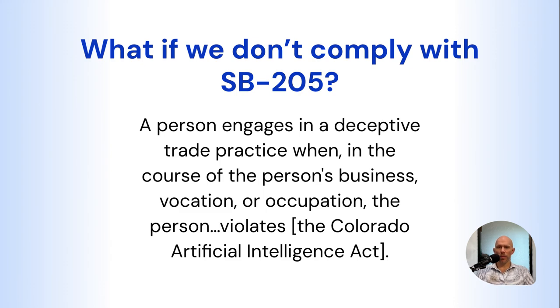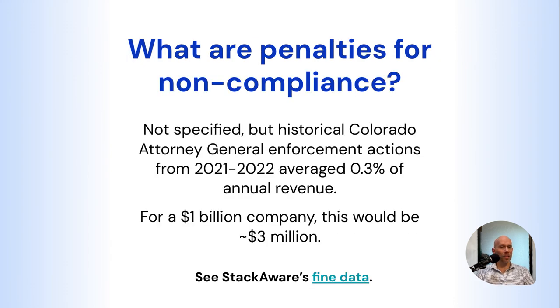So what if you don't comply with SB 205? According to the law, a person is engaging in a deceptive trade practice when they violate the law's requirements. So what does that mean? Penalties are not specified, but historical Colorado AG enforcement actions over a 2-year period averaged 0.3% of annual revenue based on Stackaware's calculations, which you can see in the hyperlink at the bottom of this slide. So for a $1 billion annual revenue company, this would be about $3 million, which is a substantial fine for noncompliance.